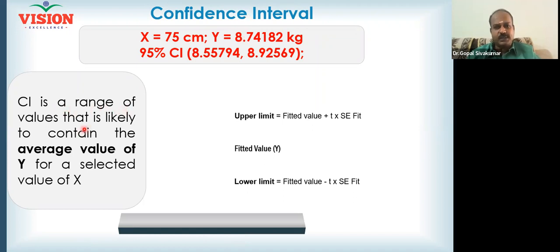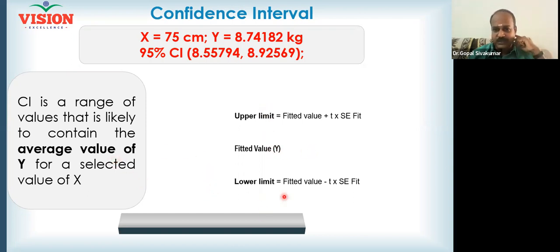Confidence interval is a range of values that is likely to contain the average value of y for a selected value of x. You understand? You have to repeat the experiment multiple times, get the Y value, and calculate the average. The average will lie in your confidence interval.